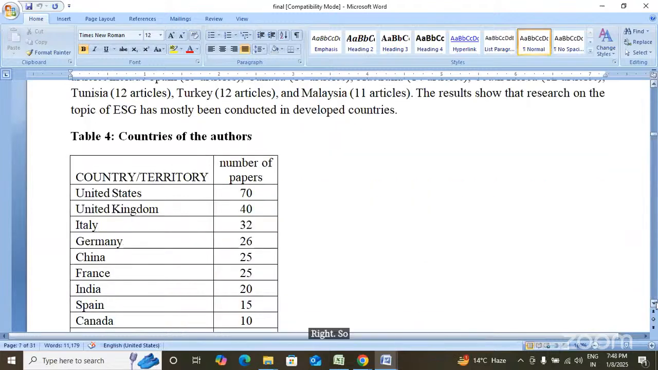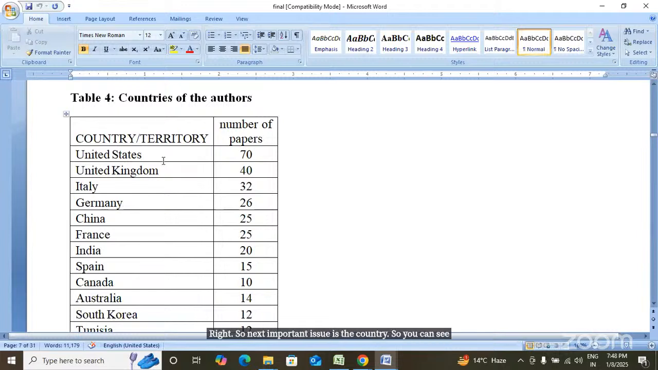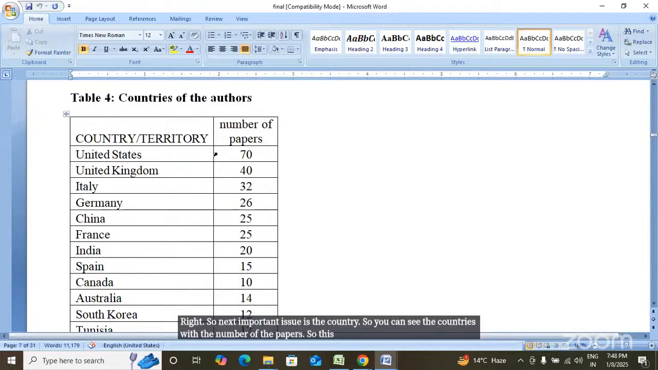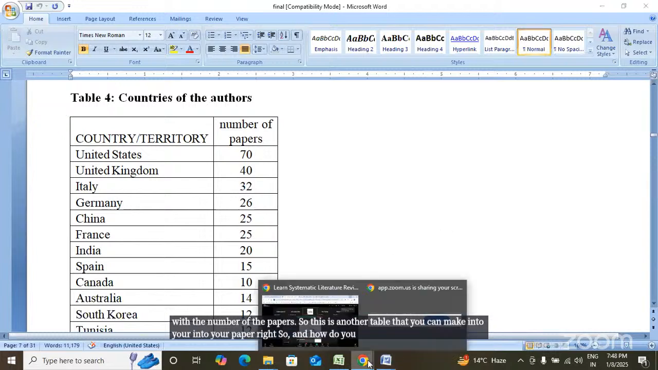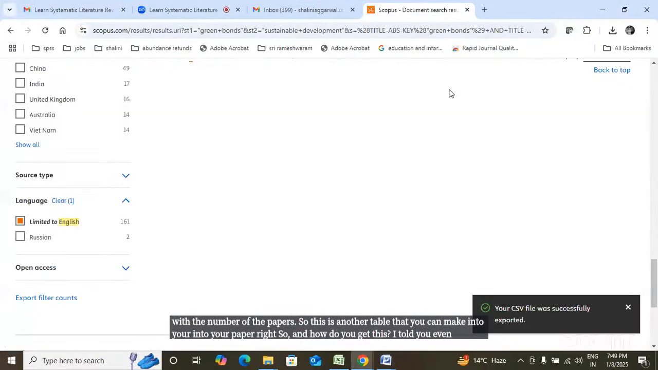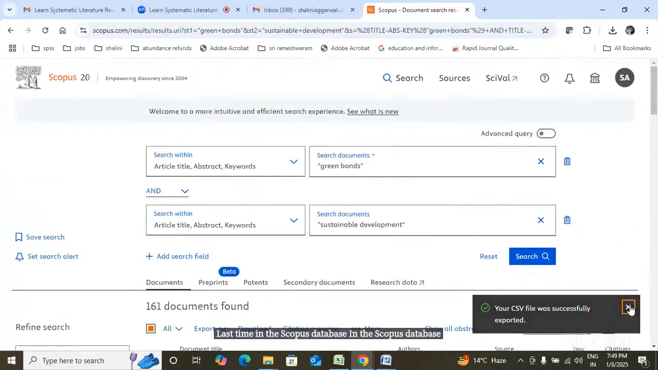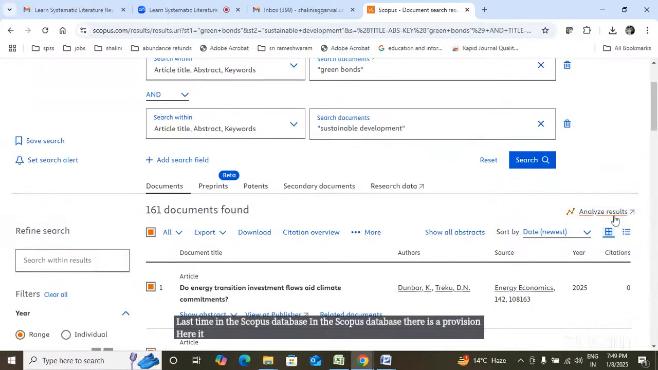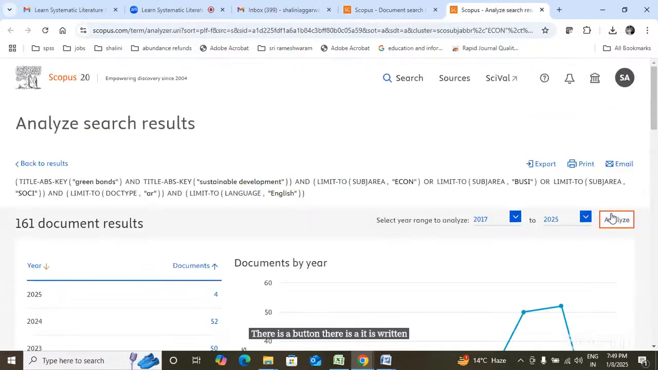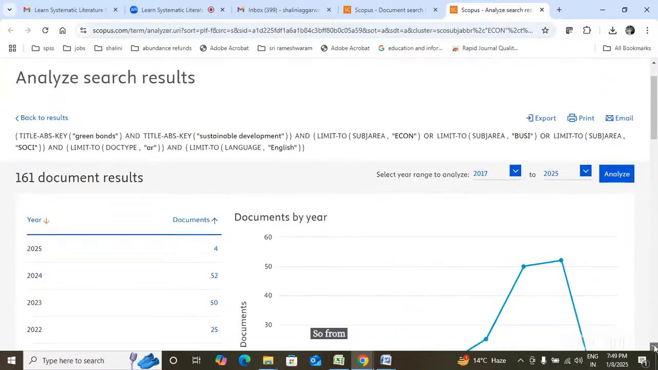So the next important issue is the country. You can see the countries with the number of papers. So this is another table that you can make in your paper, right? And how do you get this? I told you even last time, in the Scopus database. In the Scopus database, there is a provision. Here it is written as analyze results. Can you see this? There is a button that says analyze results. So from here you can get this document.